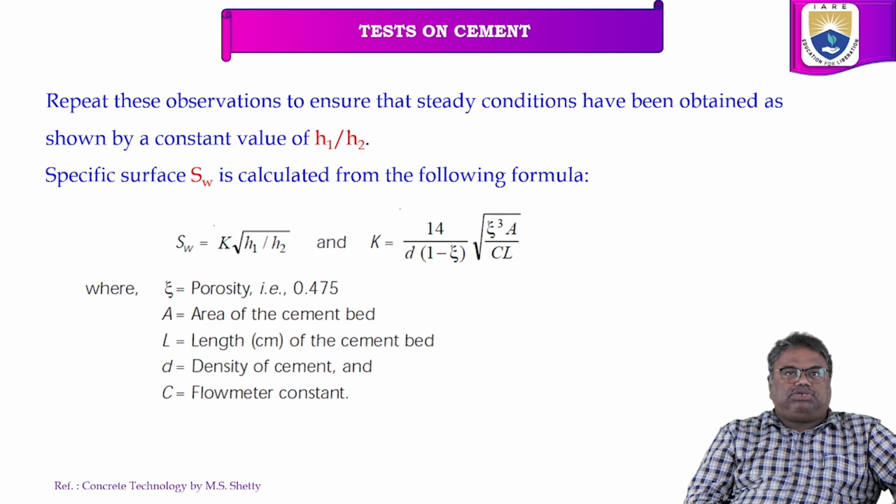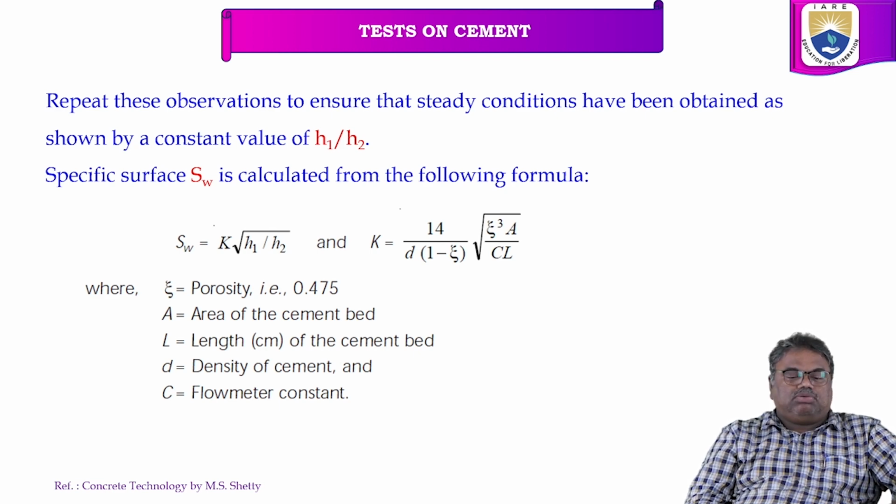So repeat the observations to ensure that the steady conditions have been obtained and shown as a constant value of H1 by H2. The specific surface SW is calculated by using this formula.